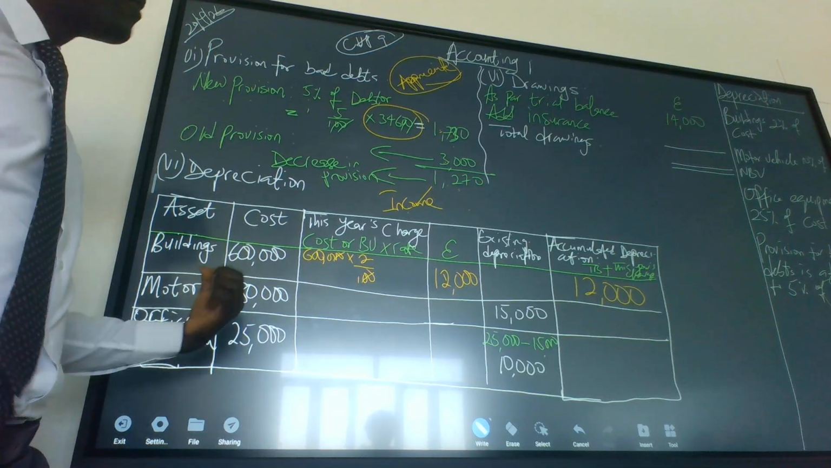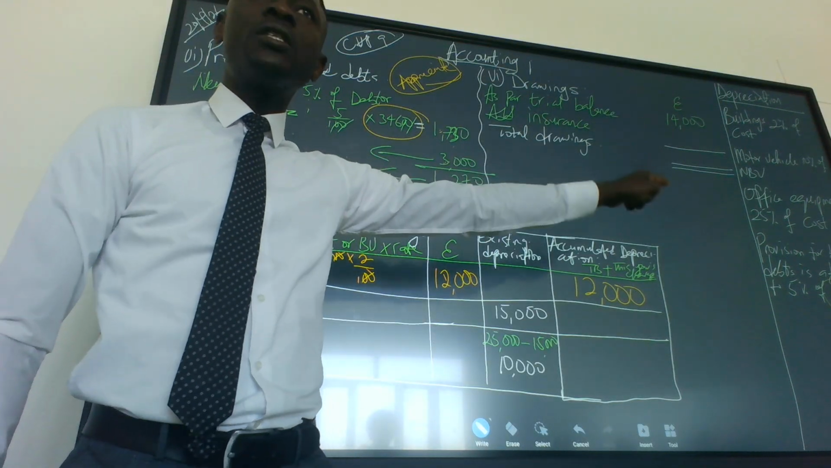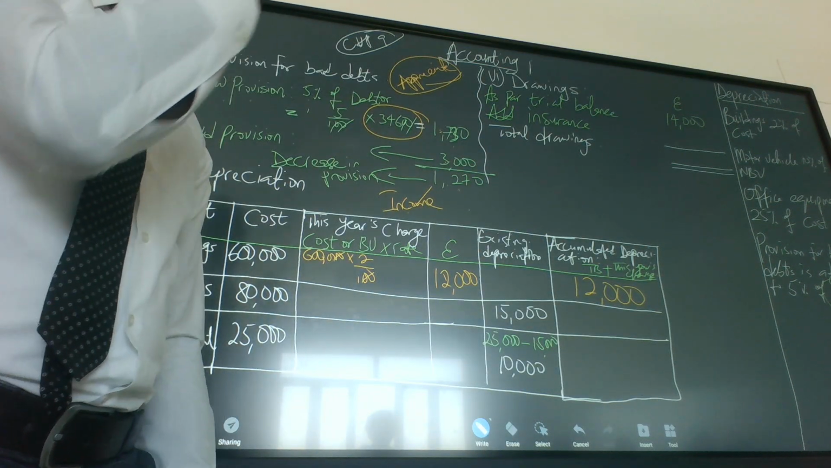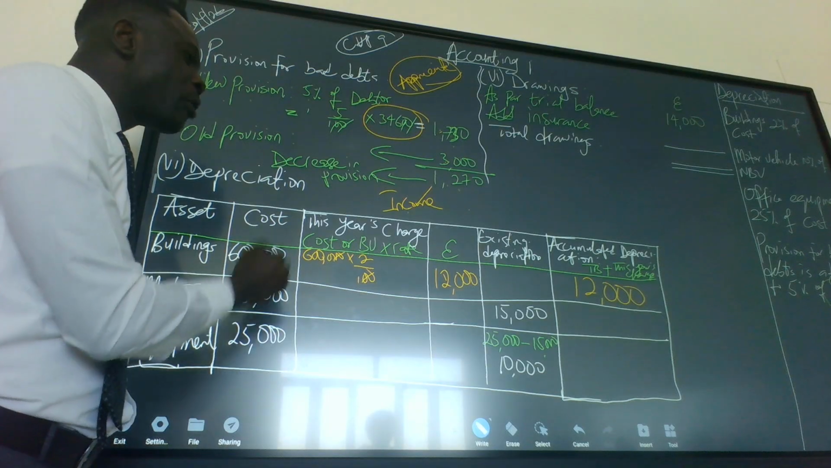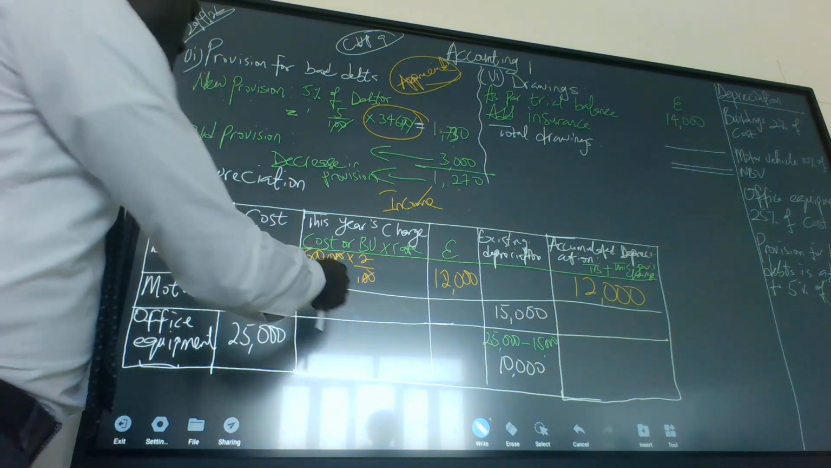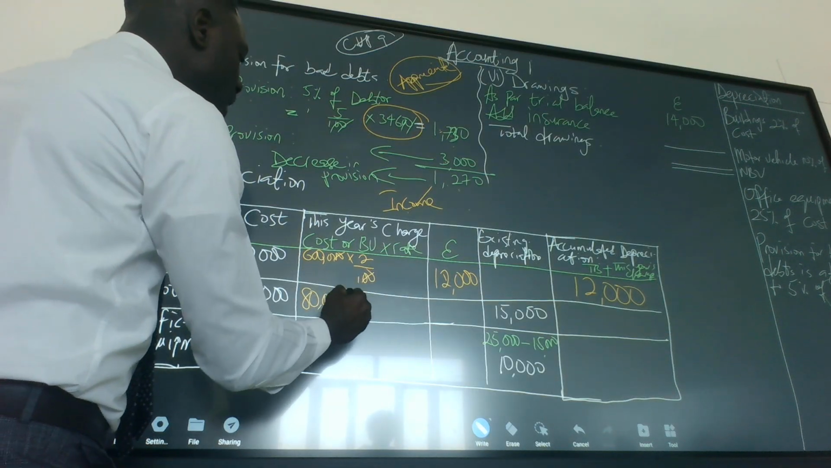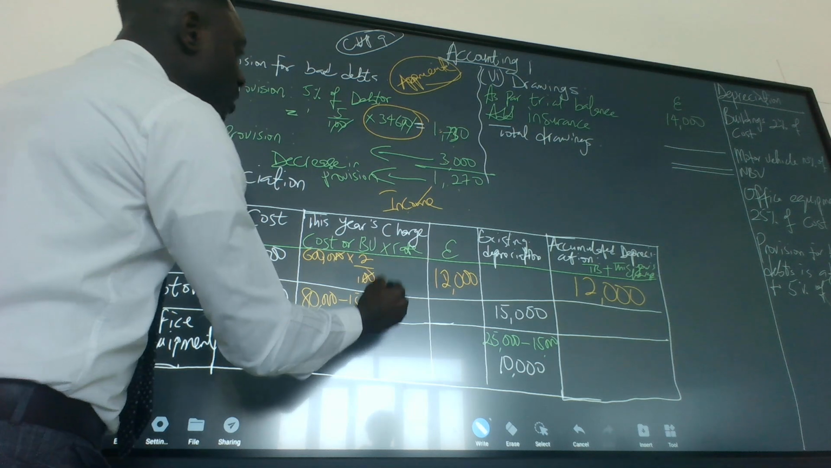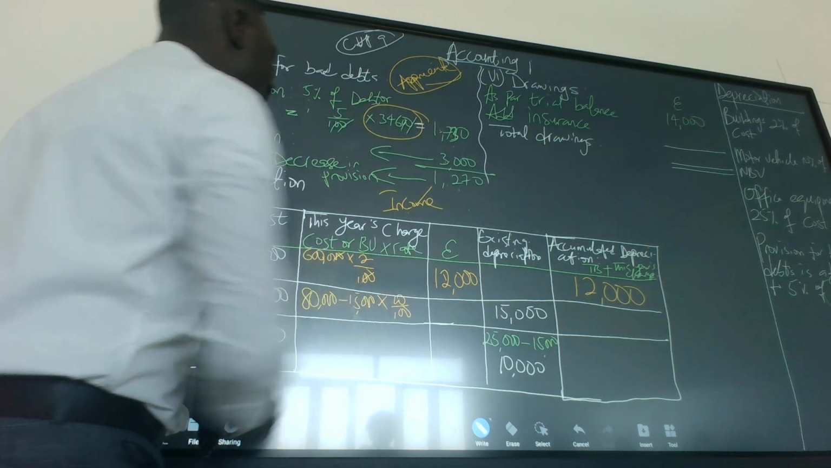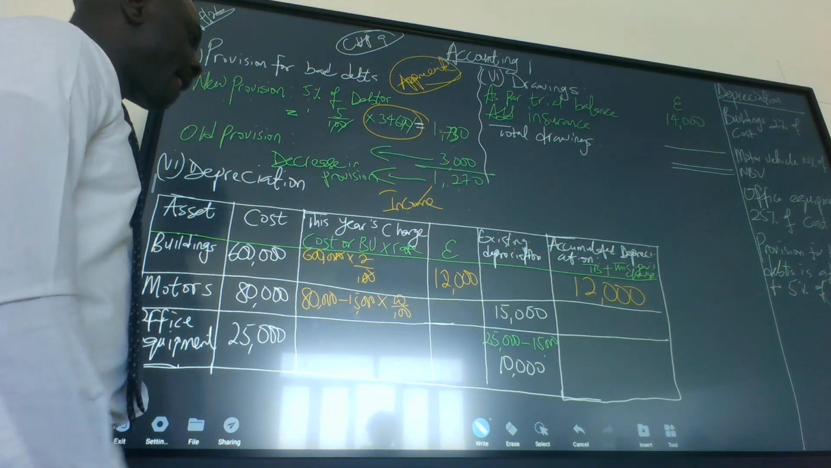The second one, motor vehicle. You don't just treat motor vehicle, you go back to the additional information on what they said about motor vehicle. They said motor vehicle 10% of NBV. What's your net book value? Cost minus accumulated depreciation. That's your NBV. Yes or no? So here we have 80,000 minus 15,000 multiplied by 10%, right? 10 over 100. Do we understand this? So 80,000 minus 15,000 is what?